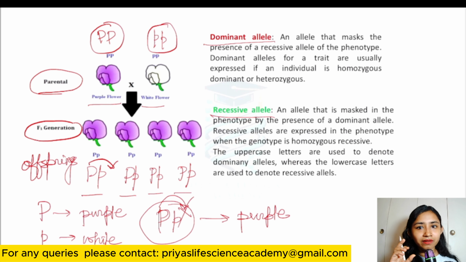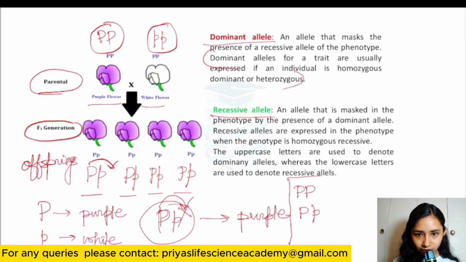And dominant alleles for a trait are usually expressed if an individual is homozygous dominant or heterozygous. This is one very, very important point. Because you can see here the phenotype is produced in the homozygous condition, and also in the heterozygous condition. I will come to these terms as well. Homozygous means when two similar alleles are present, and heterozygous means when two different alleles are present. In this class you will get to know all the basic terms of genetics, that's why I am telling you to listen carefully. And this is heterozygous.